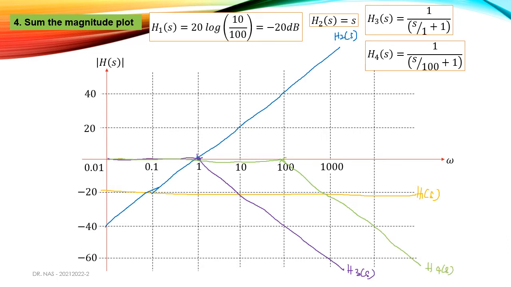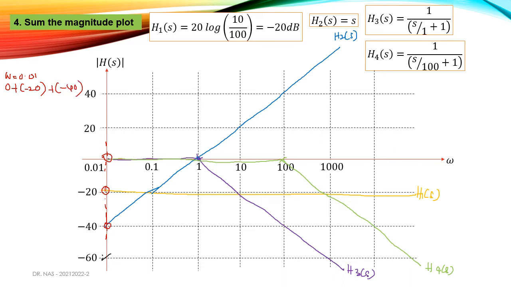So in order to sum them up, you need to look at point by point and total the magnitude of the components crossing at the same omega. Okay, look at the first one, at omega equal to 0.01. So you have 0, plus the yellow one negative 20, and then plus the blue line negative 40. So it is negative 60.